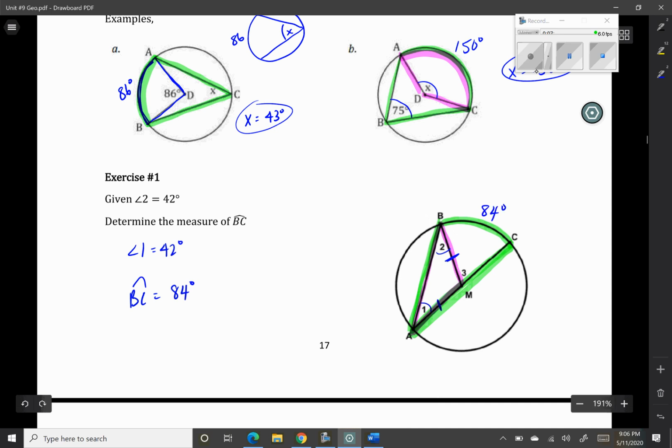Is this the only way we could have gotten this answer? No, but it is the easiest, quickest way of getting this answer of arc BC. Notice what I highlighted there in green is an example of an inscribed angle, an angle where the vertex, vertex A, is on the circle.